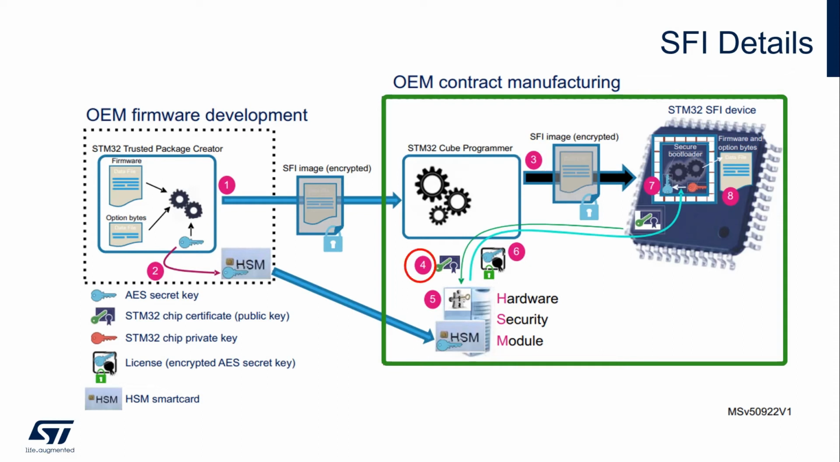In step 4, it asks the STM32 for its unique certificate. In step 5, the device certificate is checked to make sure the STM32 is authentic. After verifying the device authenticity, in step 6, the HSM provides a license, a unique per device cryptographic package, including the AES secret key. At this step, the counter of the HSM is decremented so as to avoid overproduction. The STM32 can then retrieve the AES secret key and proceeds in step 8 with the firmware installation and option bytes programming.